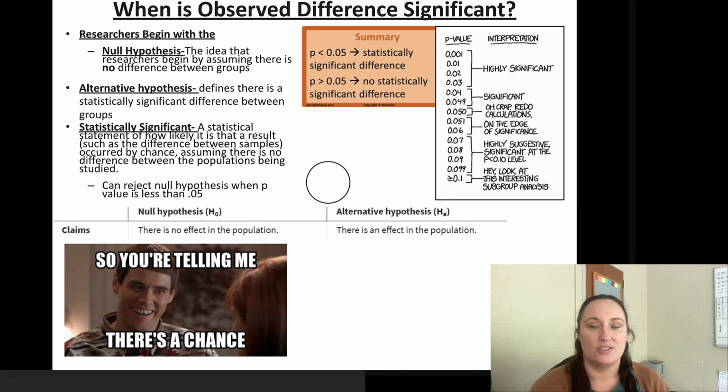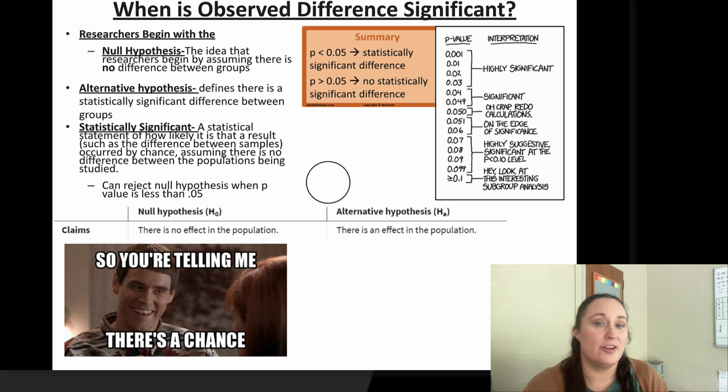Okay, so when researchers look at their starting point, they have a theory and they've drawn a hypothesis. They actually start their research with the null hypothesis. This is a scientific way of approaching things. So I wonder if music impacts studying and improves test scores.